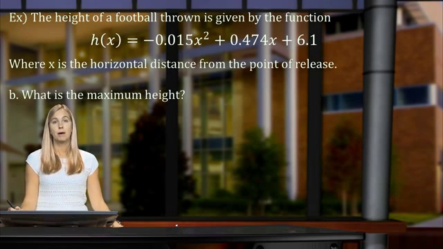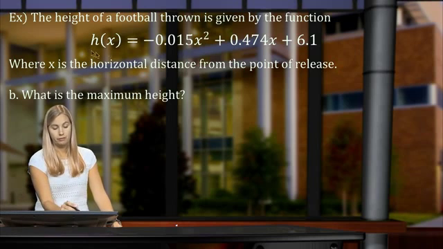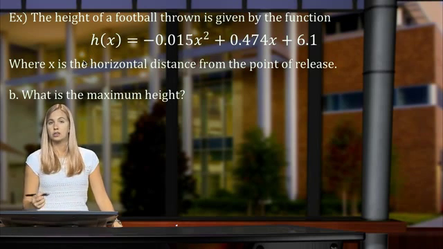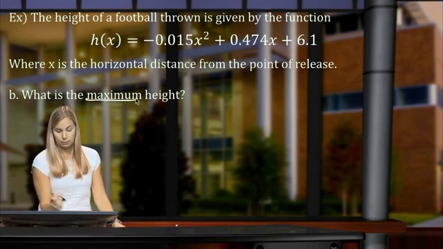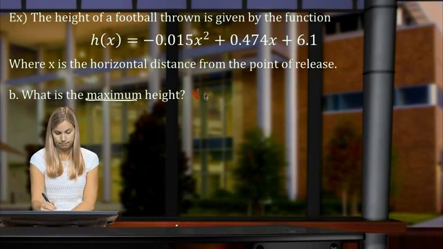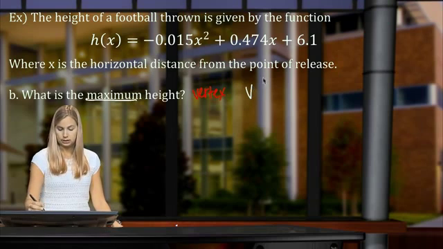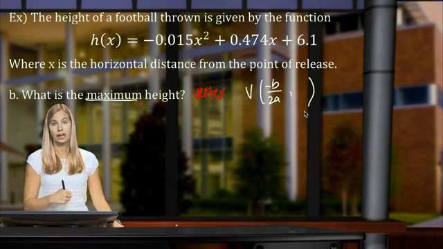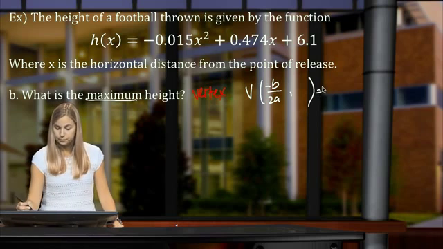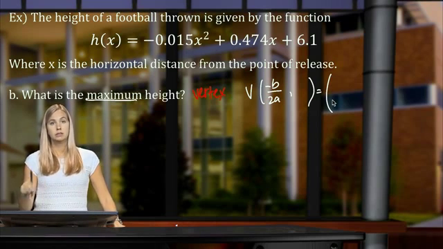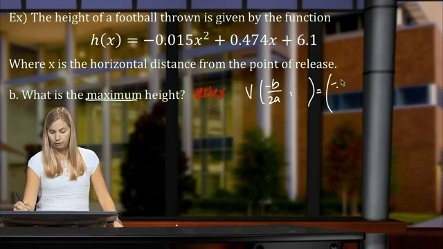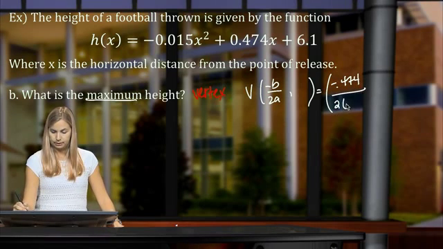What is the maximum height of the football? Well, our function is giving our height, so we're talking about, again, with the maximum, the vertex. Our vertex formula, negative b over 2a. We'll plug that in to find our y value. So substituting b and a, negative 0.474 divided by 2 times negative 0.015.